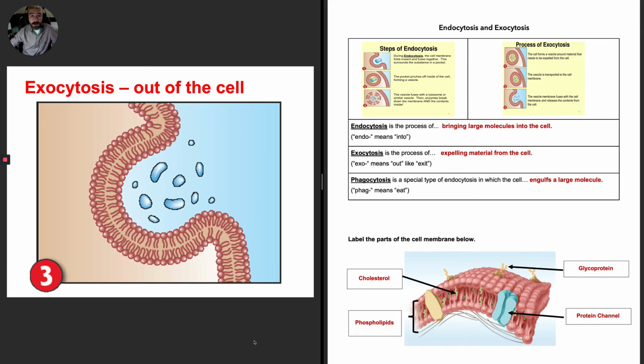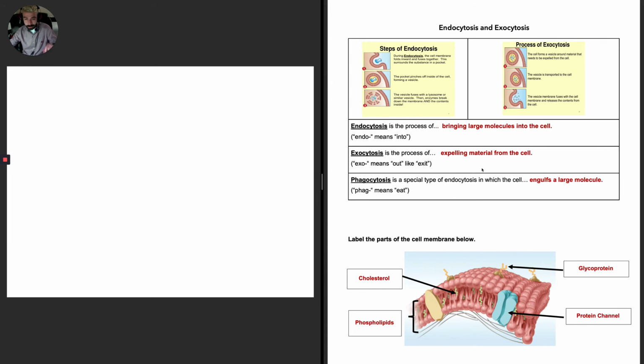And that's endo and exocytosis. It's pretty straightforward. Endo is in, exo is out. Phagocytosis is a special type of endocytosis, but really, those are the forms of active transport that are most important to know. Now, there's one other part of the notes, and I apologize for clearing my throat.